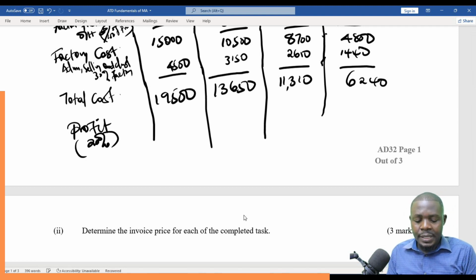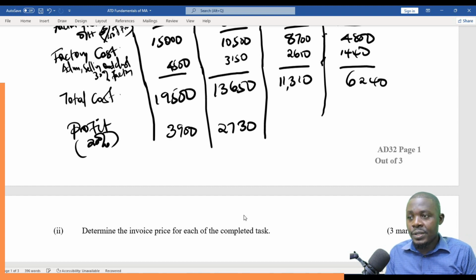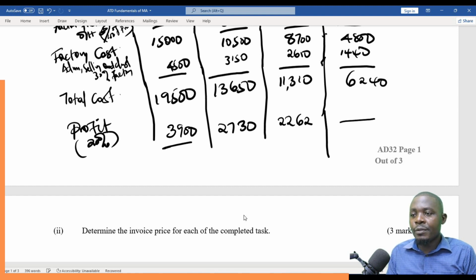Let's see, 20% is 0.2 multiplied by 19,500, and the profit will be 3,900. Then the same multiplied by 13,650, the profit on task 2 will be 2,730. Then 0.2 multiplied by 11,310 gives 2,262. For task 4, we are not going to make a profit because it was not completed. Now we can compute and determine the selling price.